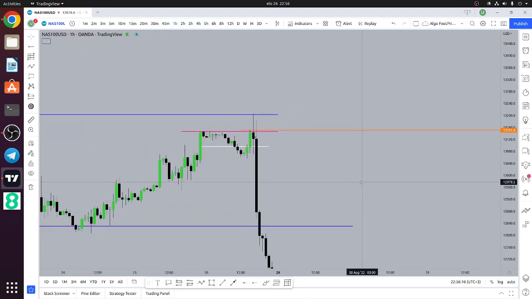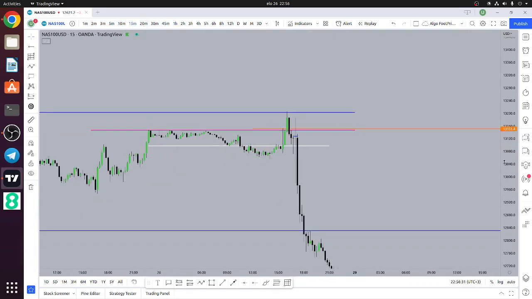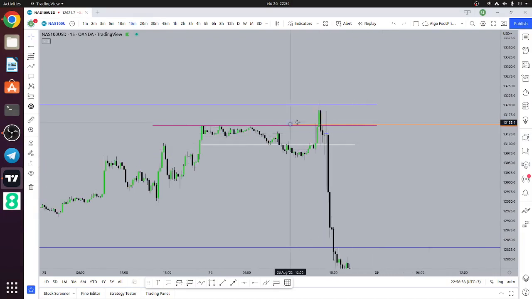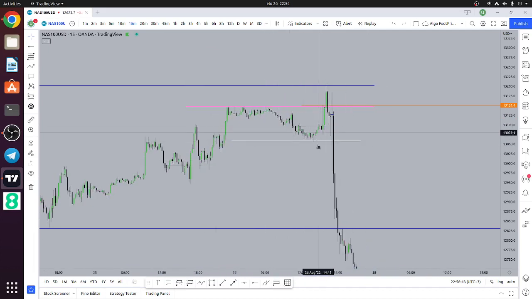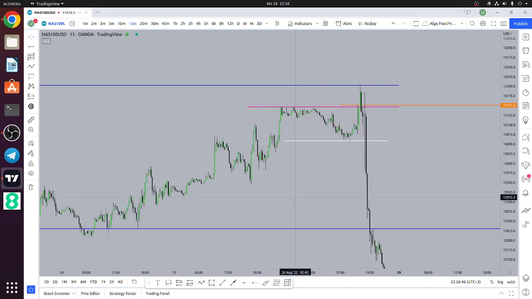All right, and then today this is where London opens. We took out these relatively equal highs, then we left a high right here, so I marked it. And then let's go to M15. On M15, we find this low, this sell side liquidity that price has to take out.